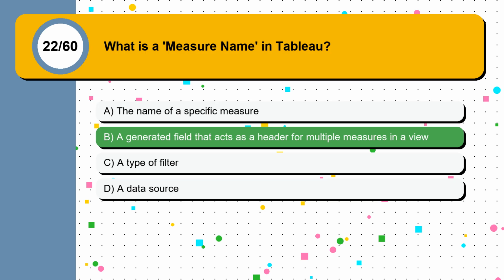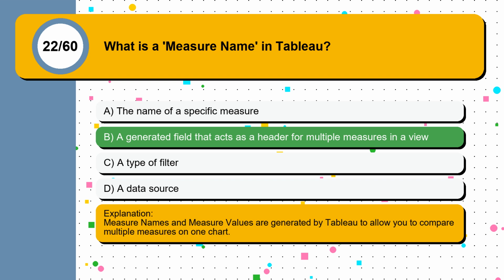The correct answer is option B, a generated field that acts as a header for multiple measures in a view. Measure names and measure values are generated by Tableau to allow you to compare multiple measures on one chart.